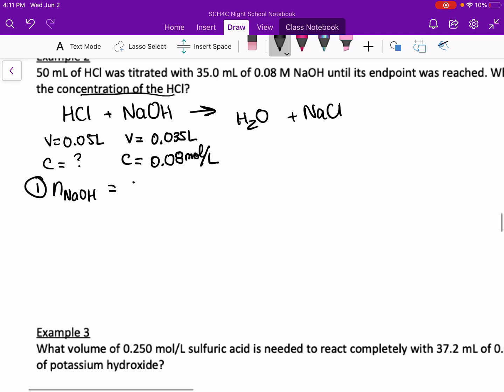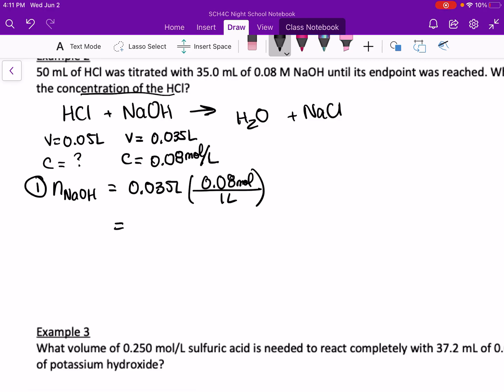That's equal to 0.035 liters times 0.08 moles per 1 liter. This is 0.0028 moles. Pause this video and try it by yourself. Remember, moles is equal to concentration times volume.